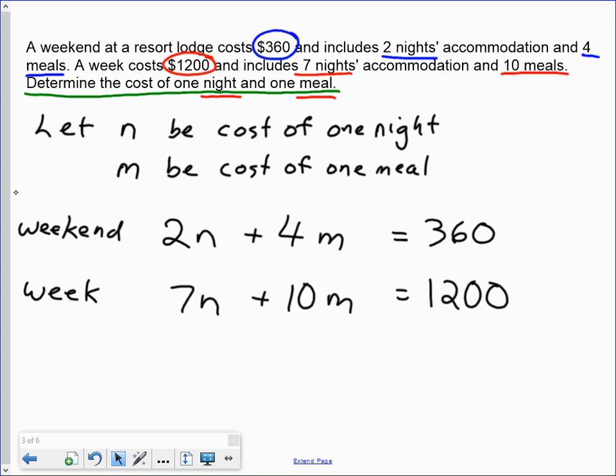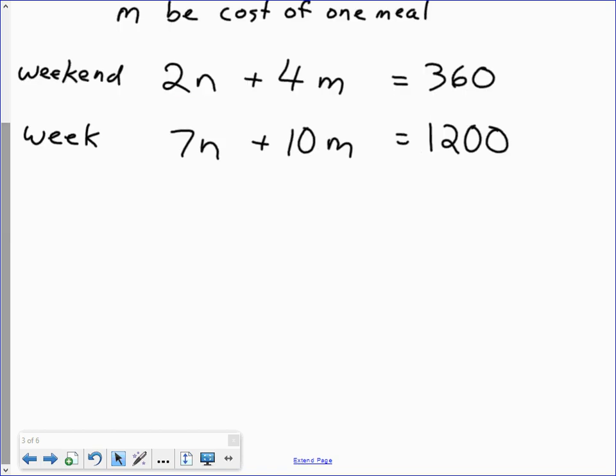So how are we going to solve this system? Well, this one, I think we should use elimination. In fact, I think we can only use elimination here. We've got to take both of these equations and multiply them by something to get them to match up. So this first one here, I'm going to multiply it by 7 in order to get 14 on the n here. And I've got to multiply this one by 2 to get 14 on here.